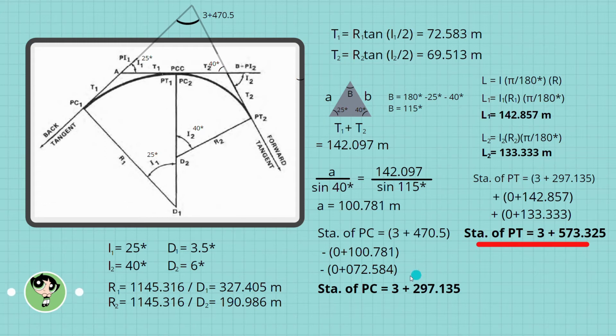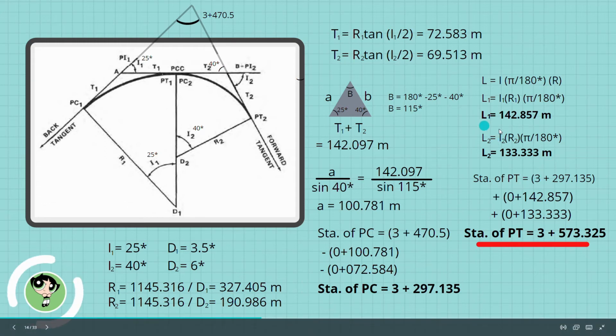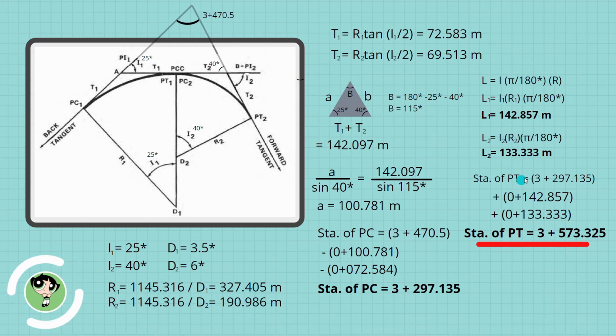Now, nakuha na nato ato ang station of PC, our L1, and our L2. Now, we can get our station of PT na dayon. Given na nga to ang station of PC, given na nga to ang L1 ng kani, and then given na to ang L2, which is kani. So, makuha na nato ato ang station of PT.